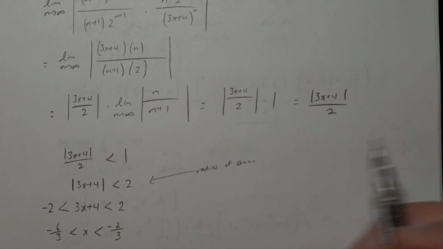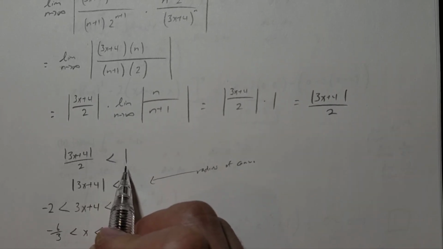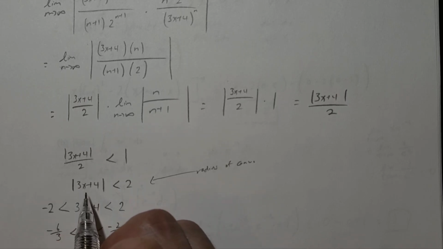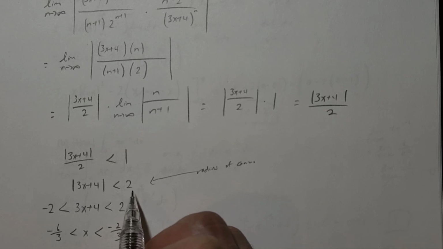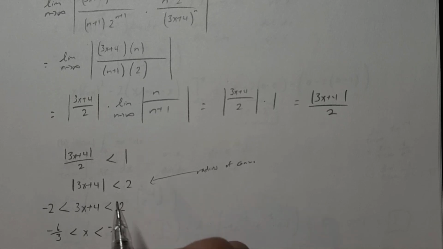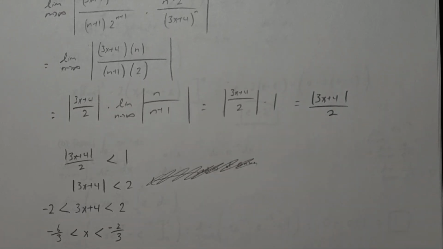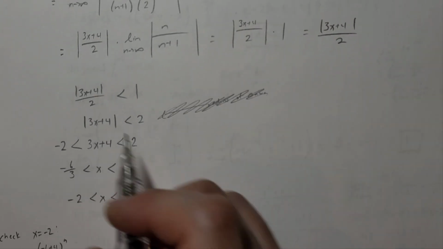the ratio test gives convergence when that result is less than 1. Okay? So you just multiply 2 on both sides. 3x plus 4 is less than 2. This is the radius of convergence. Sorry, that's not the radius of convergence at all. Ignore that, that's not the radius of convergence. But this is the right procedure, though. Okay?